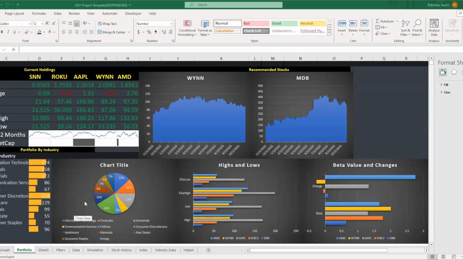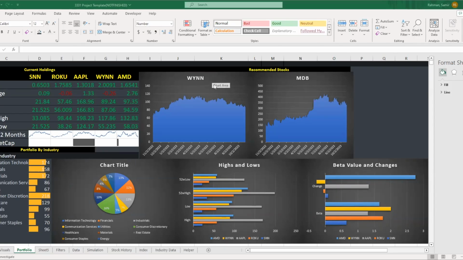This focuses on how many stocks there are based on the industry. And so as you can see, the consumer discretionary is the most dominant type of stock there is. And we also have 2 other charts here. This bar graph represents the high-low values in a more visual way, while the other graph represents the beta values and change. It represents a negative change and also the big positive changes.